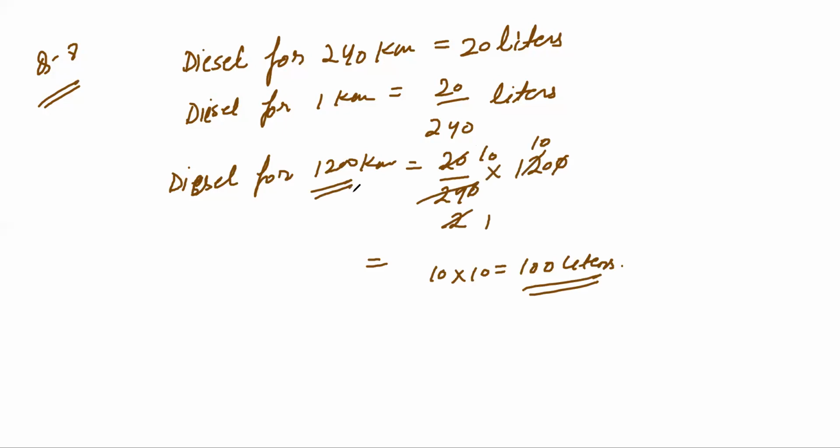Okay, look at this question again. Diesel for 240 kilometer is 20 liters. So diesel for 1 kilometer is 20 upon 240 liters. Now diesel for 1200 kilometers, 20 upon 240 into what? 1200. So solve this, you will get 100 liters of petrol. Okay, fine.